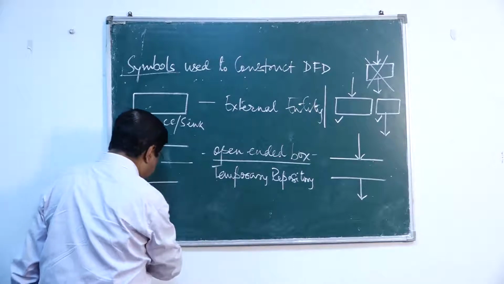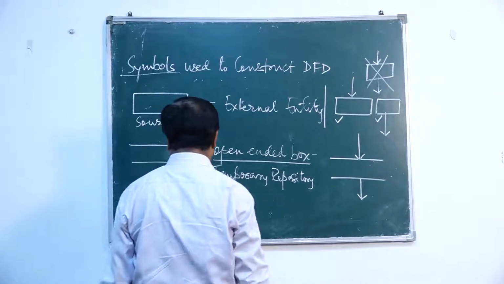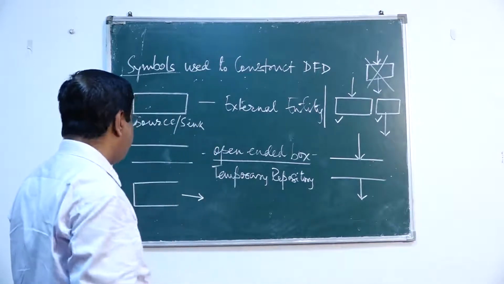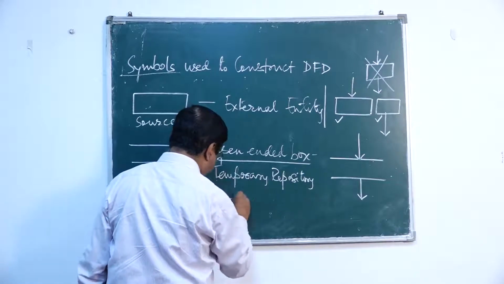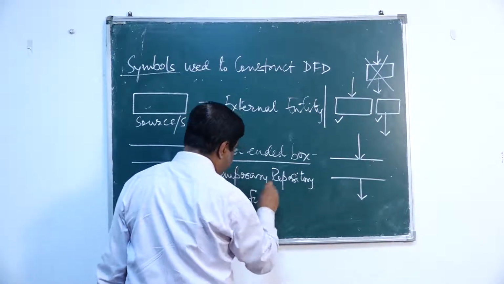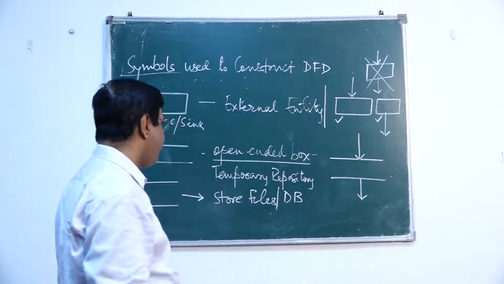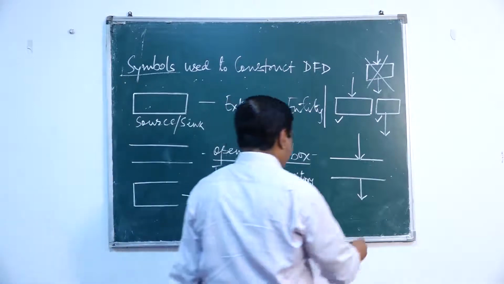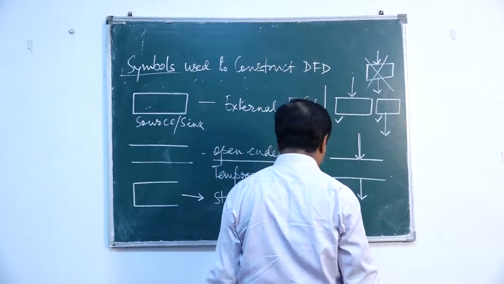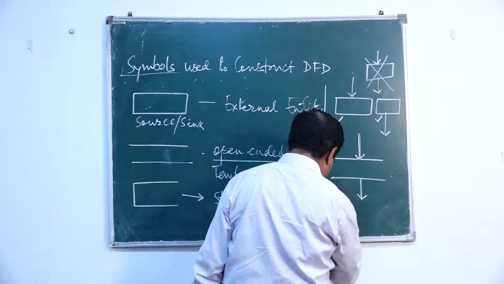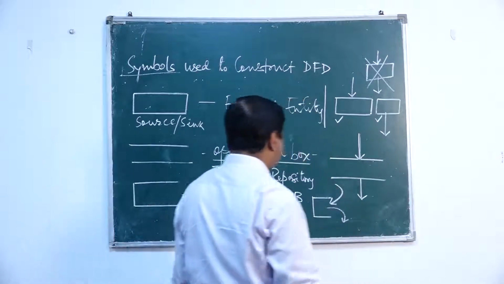One end open box. This is used to store files or database. In this open-ended box, there is possibility of input as well as output. Similarly, in one end open box, we can input as well as we can output also.